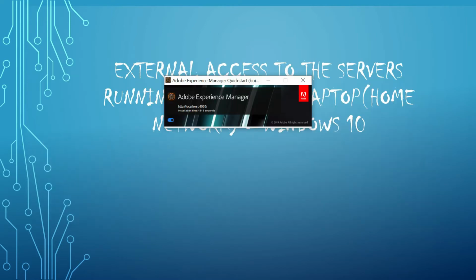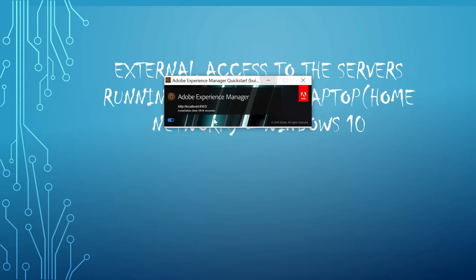In my case, the server is already running. I enabled it on port 4503. Now the next thing is we need to allow this connection from the external network to our router. For that we need to access the router management page.